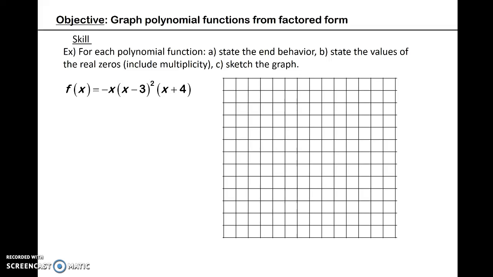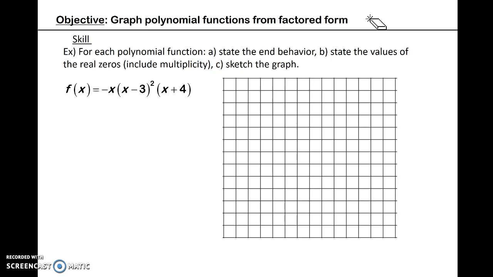Hello, in this video we are going to graph polynomial functions from factored form. The step process that we're going to follow is, for each polynomial function, we will state the end behavior, then we'll state the values of the real zeros, and then lastly we'll make a sketch of the graph. So that's what we aim to do in this video.